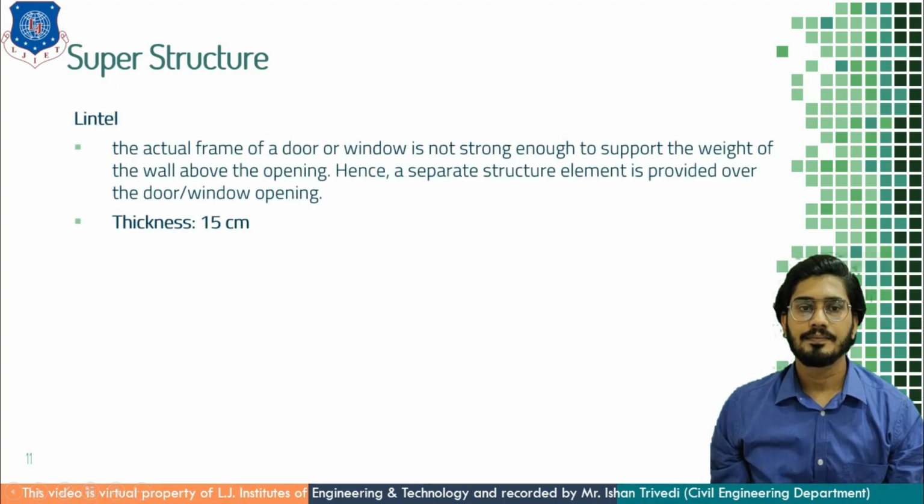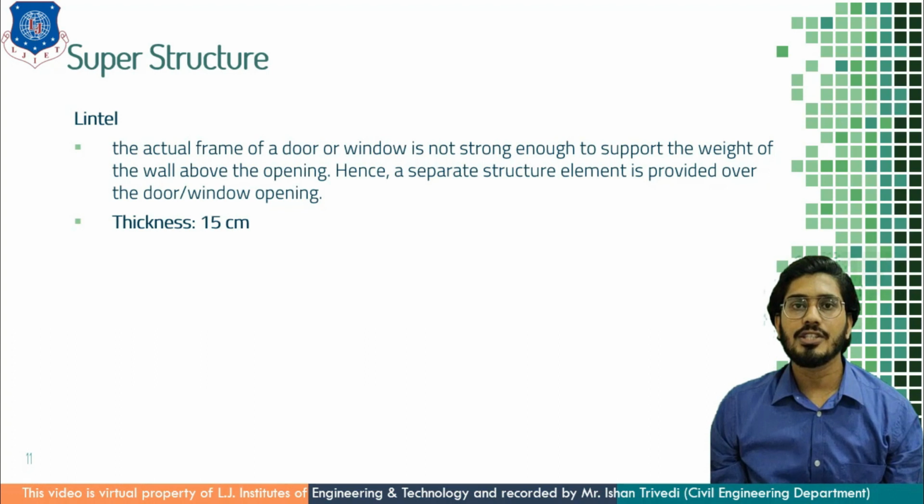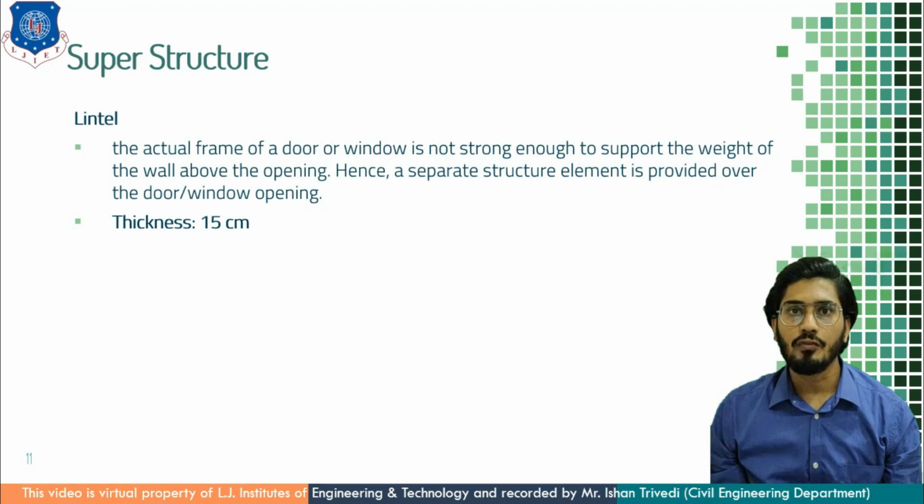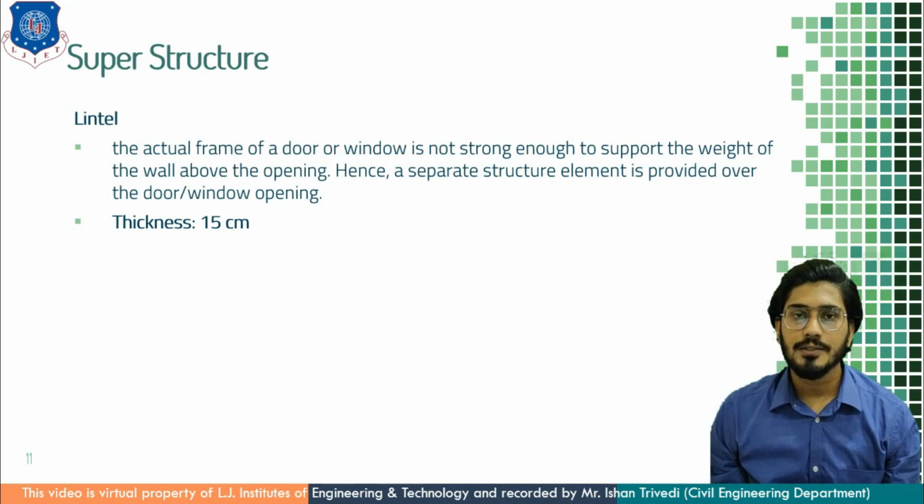Next is lintel. The actual frame of a door or a window is not strong enough to support the weight of the wall above the opening, and hence a separate structural element is provided over a door or window opening. Lintel is provided just above the opening of a door or window to support the frame of that opening. The minimum thickness of lintel is 15 centimeter. It is kept above the door height. The lintel level is provided at 2.1 meter above the floor level.